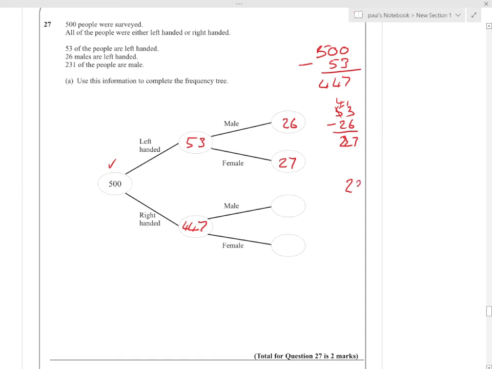So we've got 231 are male, minus the males we know about up there, 26. So 231 minus 26 is 205. So 26 males are left-handed, so we must have 205 males that are right-handed. And to find the females, we do 447 minus 205, which is 242. So we've got 242 right-handed females.